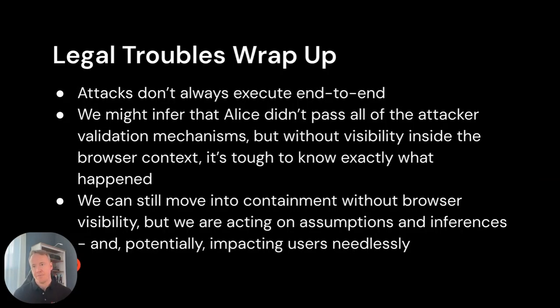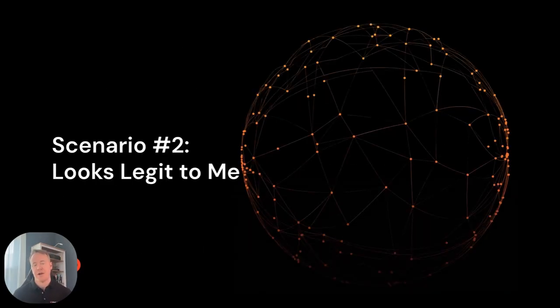So wrapping up, remember, attacks don't always execute end to end. In this case, either because Alice closed the window or maybe she didn't pass all the validation mechanisms if she did actually click through, it looks like the attack did not complete. However, in the absence of evidence or data, we had to take action to take her machine offline, and that was certainly the right choice. However, we've also disrupted some business processes, taken a user offline without that hard evidence, which again is what we want to avoid and can avoid if we have that visibility and control in the browser.